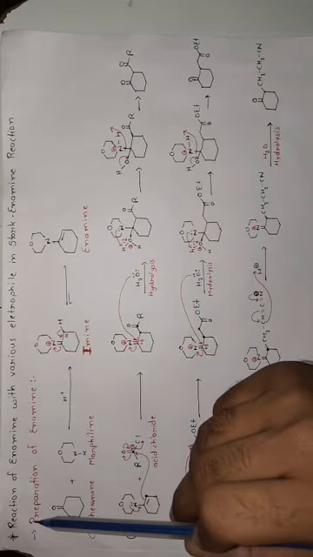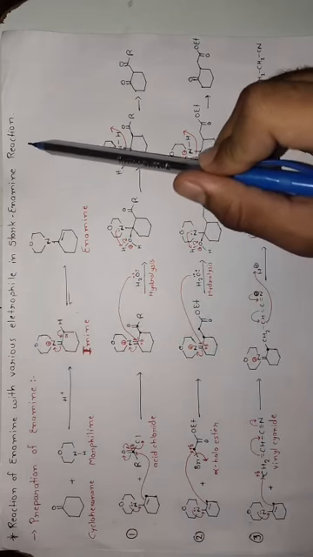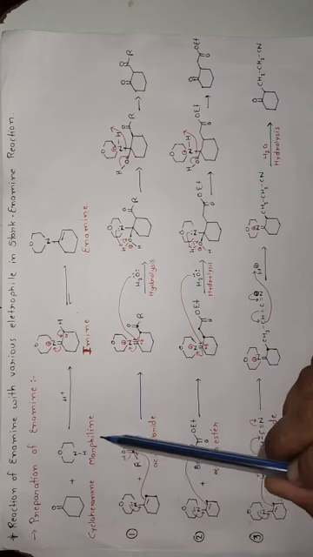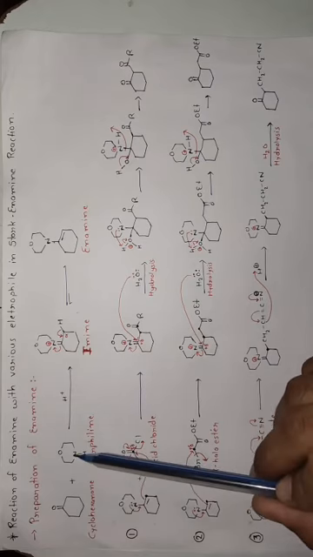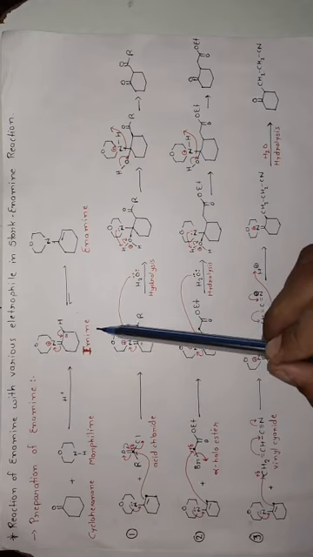Today we are discussing the reaction of enamine with various electrophiles in the Stork enamine reaction. First of all, cyclohexanone reacts with morpholine, which is a secondary amine. In the presence of acidic media, we get an imine as a product.